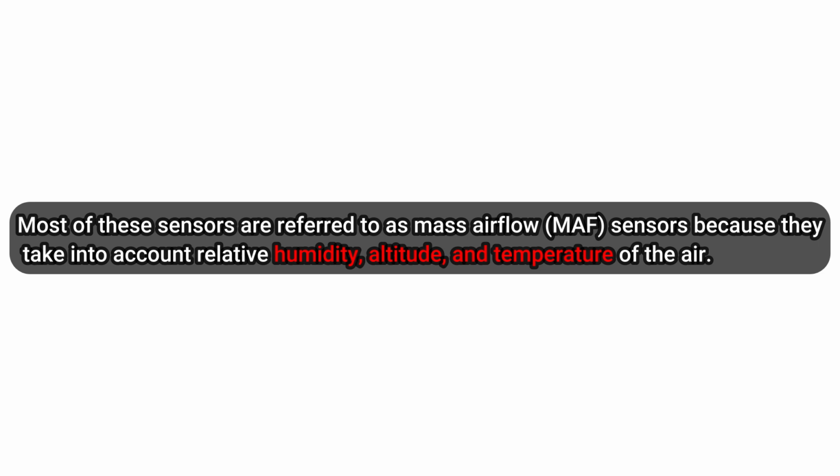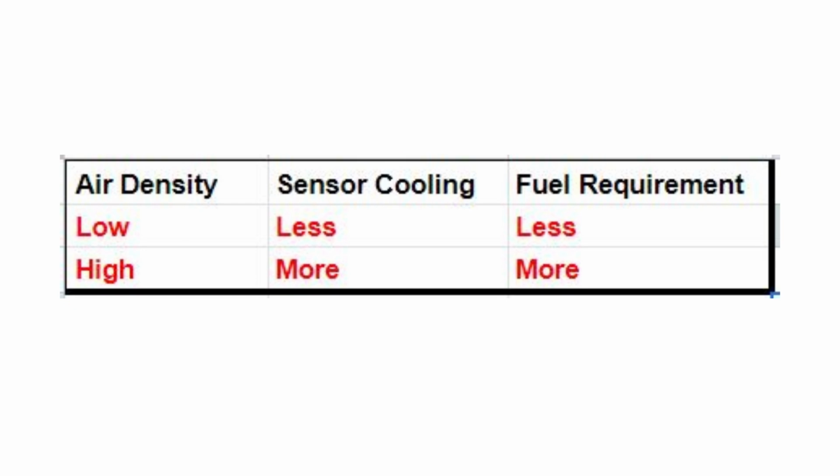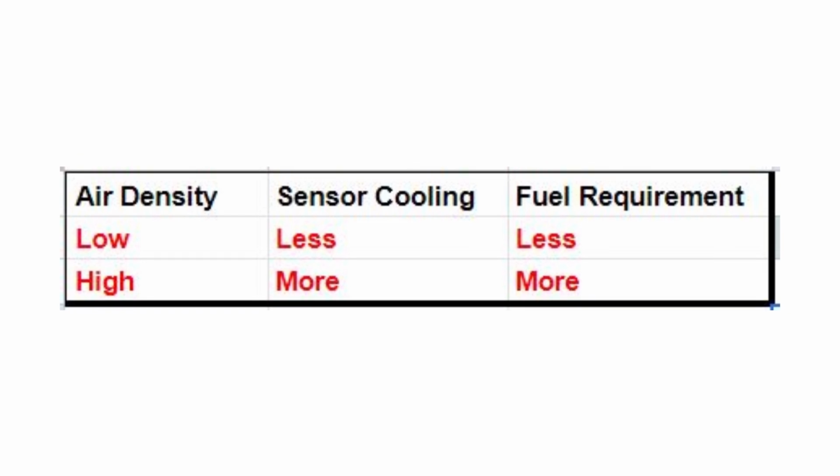Most of these sensors are referred to as mass airflow sensors because they consider factors such as relative humidity, altitude, and air temperature. The denser the air, the greater the cooling effect on the hot film sensor, which in turn increases the amount of fuel required for proper combustion.